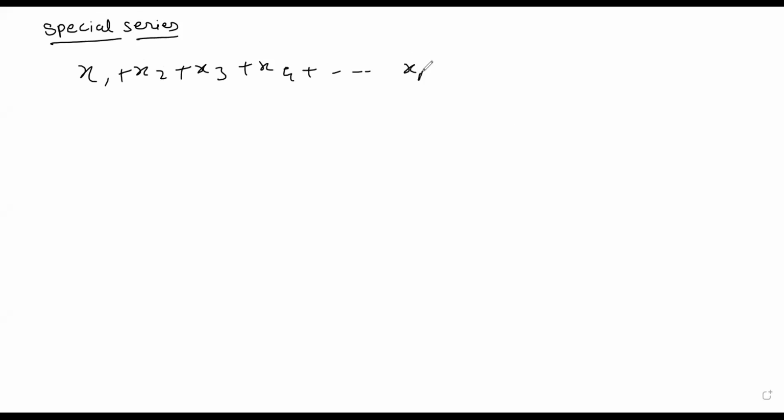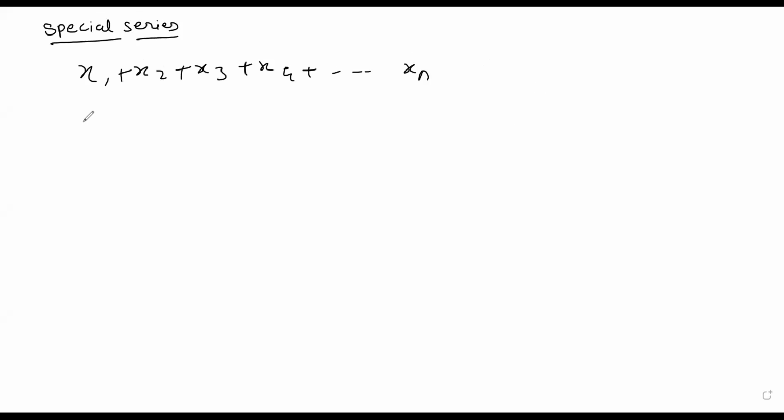Summation of series or special series. We know very well that when we add all the elements of a sequence, it becomes a series. So x1 plus x2 plus x3 plus x4, so on up to xn. So this will become a series.